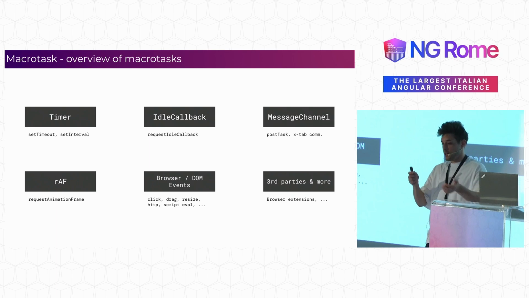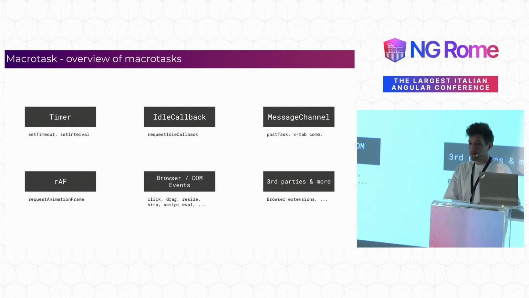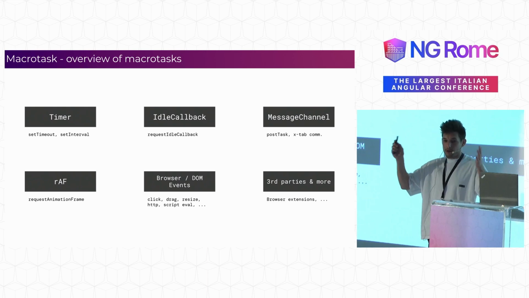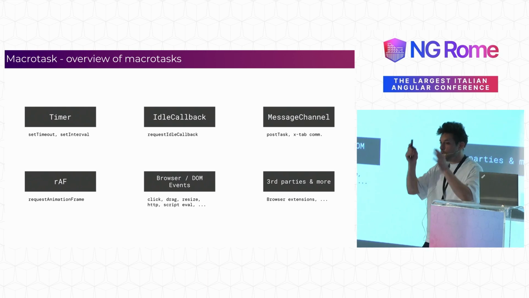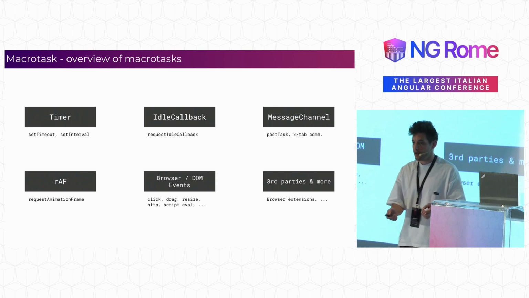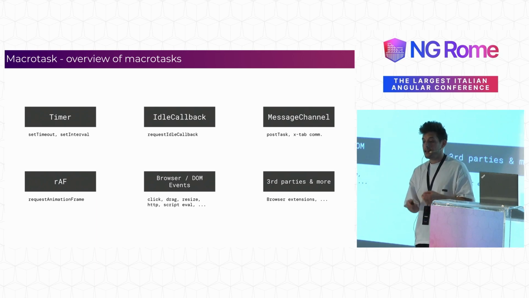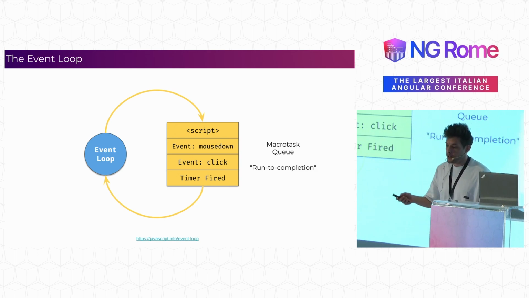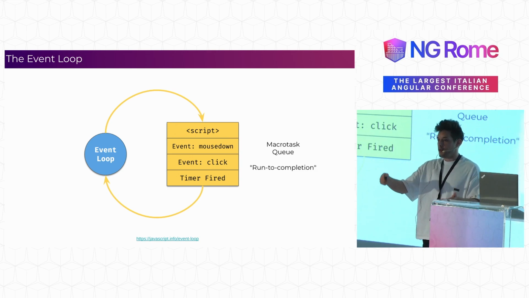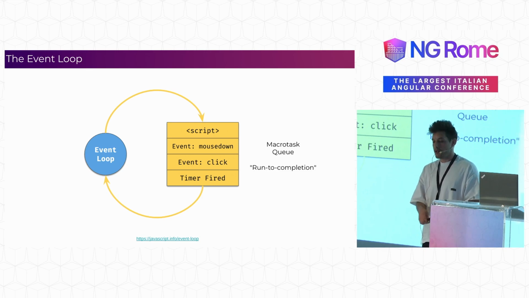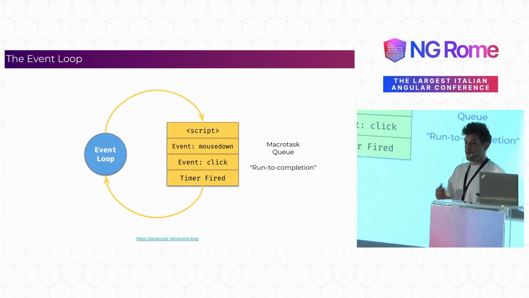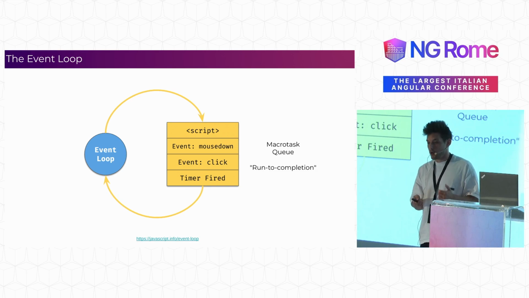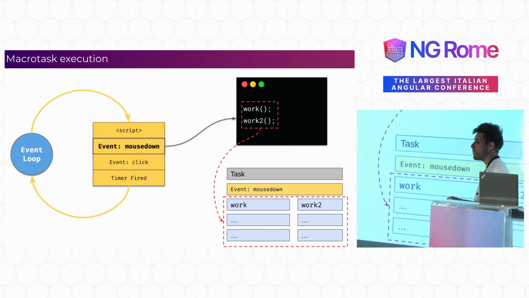You can use like every timer, every idle callback, every message channel, also requestAnimationFrame, and of course, as I said before, all the third parties will all end up on this very same thread, and they will cause your application to run there on this one thread you have. So let's take this example here. We have a script evaluation in the very beginning, then we have a mouse down followed by a click, because first mouse down happens, then click happens, and the click spawns a timer fired. And the event loop runs with this run-to-completion model in the background. So it has to finish its job before it can start a new one.